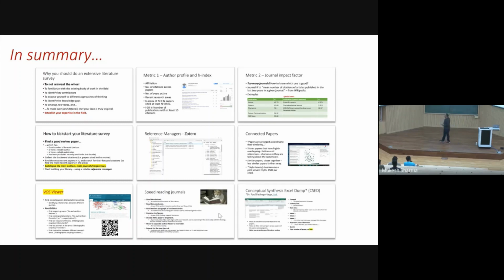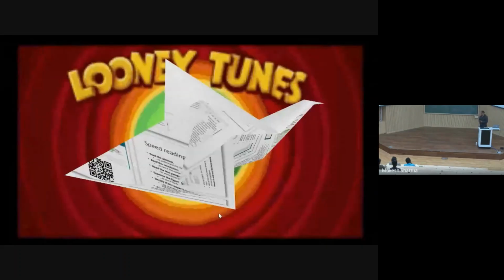And finally, how to change information to knowledge. This is what wraps up your literature survey. The literature survey doesn't stop at Zotero. It doesn't stop at Connected Papers or VosViewer. It doesn't stop at speed reading. It stops at the synthesis of that knowledge, right? And this is where I also stop.